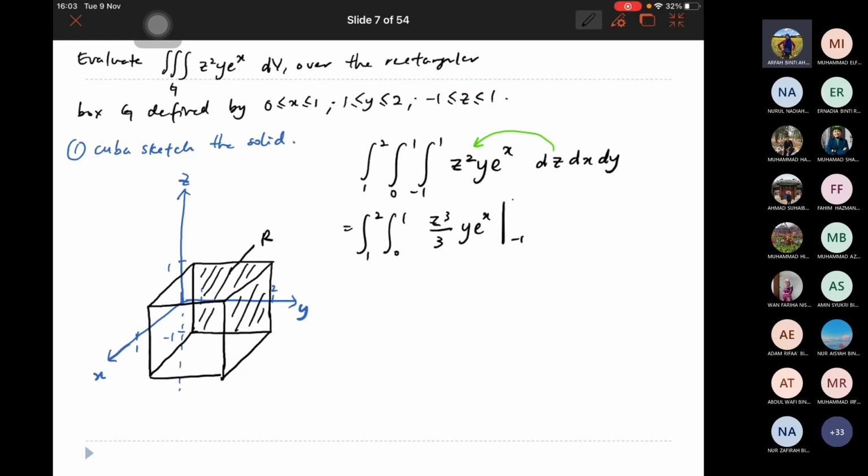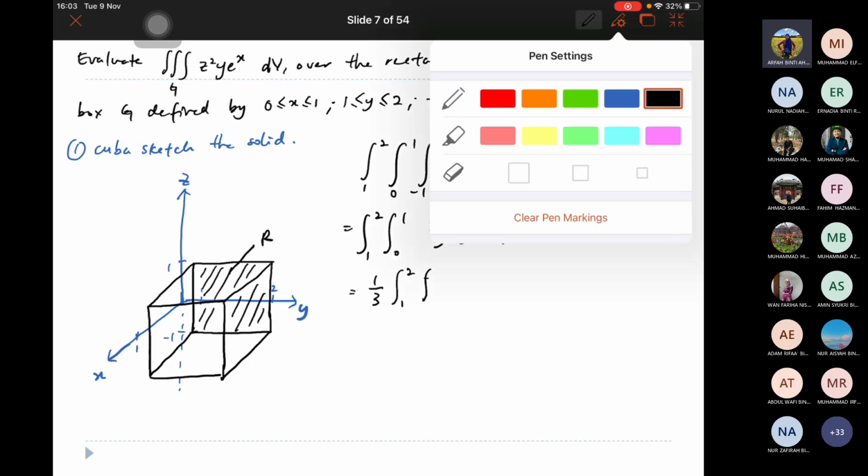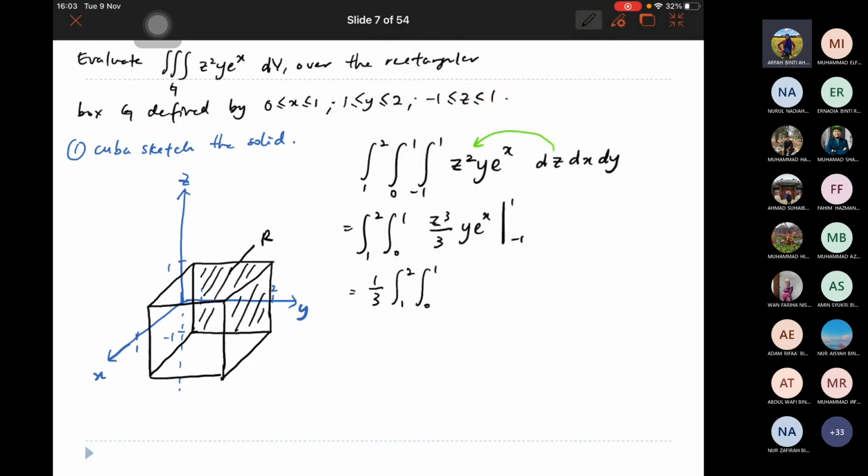exponential x. Negatif 1 sampai 1. So 1/3 saya nak keluarkan 1 sampai 2, 0 until 1. Okay. 0 sampai 1 and then 1/3 y exponential x minus negatif 1/3 y exponential x. Okay. dx dy.